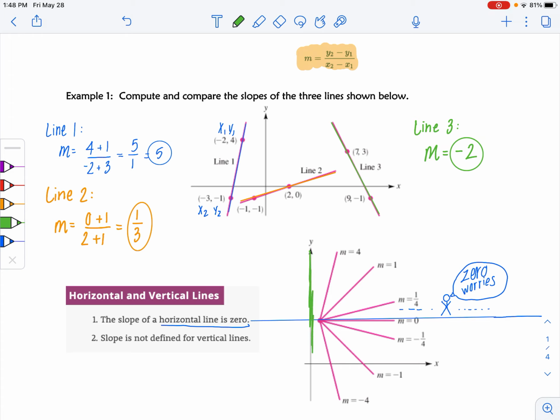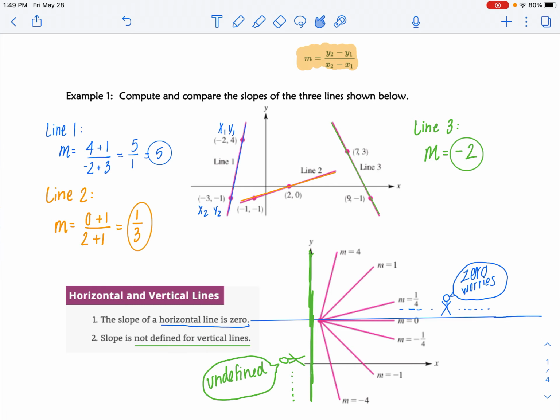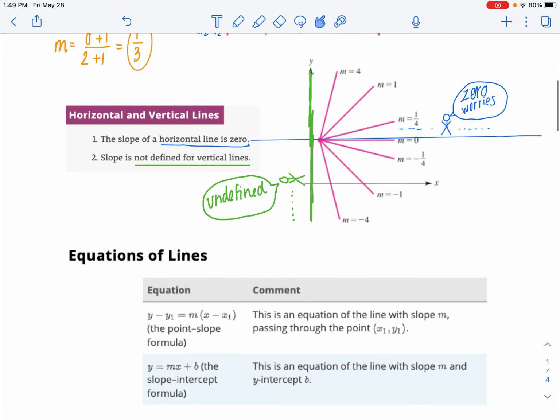Versus if I have this vertical line, think about this line right here, and again draw the person, well, they're falling for their life. They are undefined of their future, right? They're like, I'm going to die. So not defined, or undefined, is the slope for a vertical line. I know it's cheesy, but maybe it'll help you remember it.